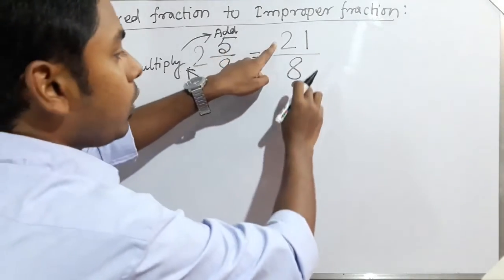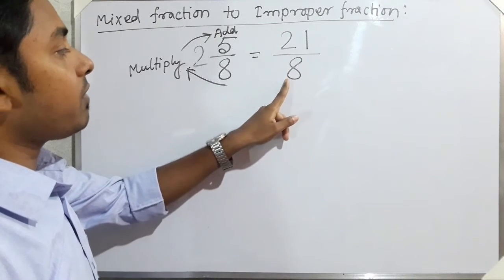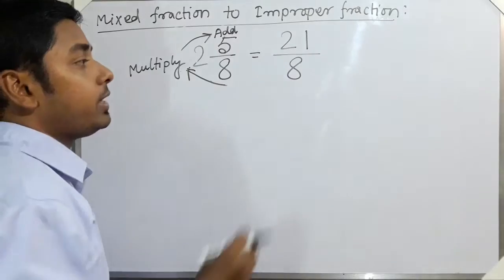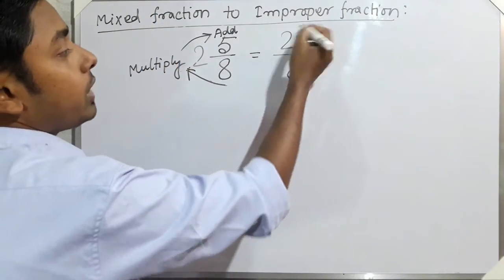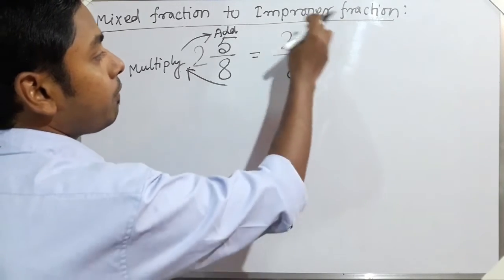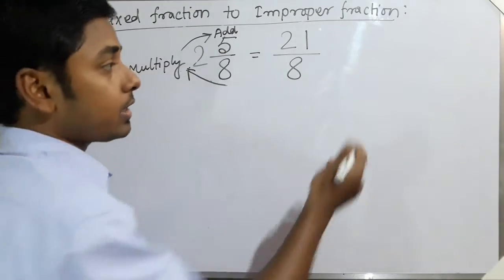So 21 by 8 will be the improper fraction of this mixed fraction. Now if you want to check whether this is correct or not, what do I have to do? You can convert this improper fraction back to a mixed fraction. If you get this one, then you have written it correctly. Do check it.